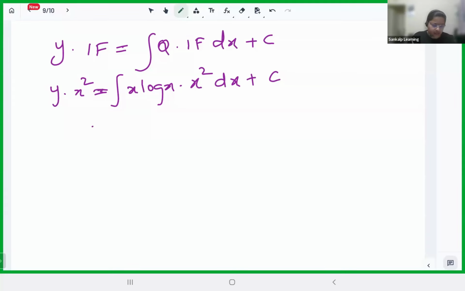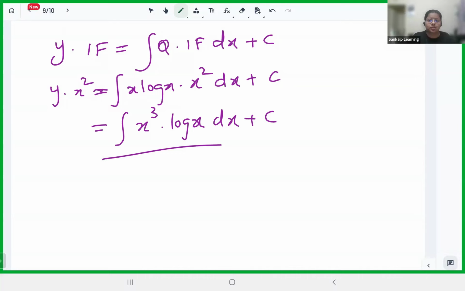So this is equal to, how can you write this one? This is equal to integral x cube into log x dx plus c. Now, first we can find this integral, because it's the product of two functions. So we have to apply the integration by parts method. So here we consider the integral x cube log x dx.